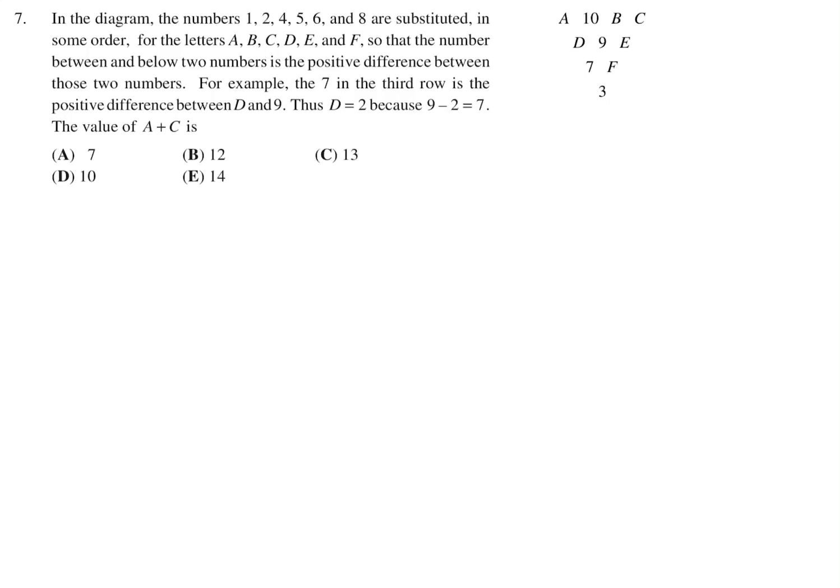In the diagram, the numbers 1, 2, 4, 5, 6, and 8 are substituted in some order for the letters A, B, C, D, E, and F, so that the number between and below two numbers is the positive difference between these two numbers. For example, the 7 in the third row is the positive difference between D and 7. Thus, D equals 2 becomes 9 minus 2 equals 7. The value of A plus C is.